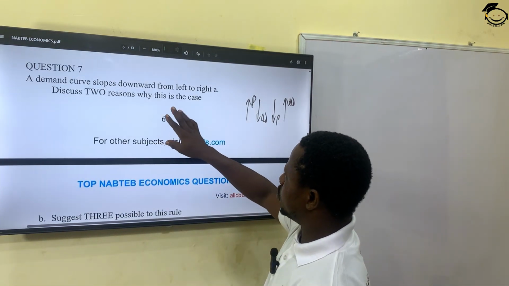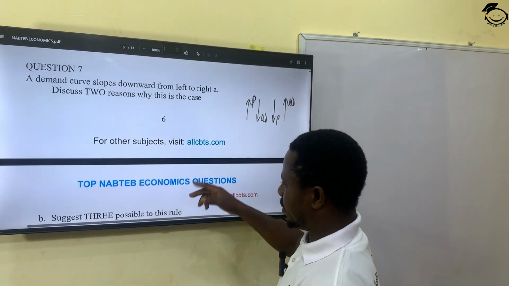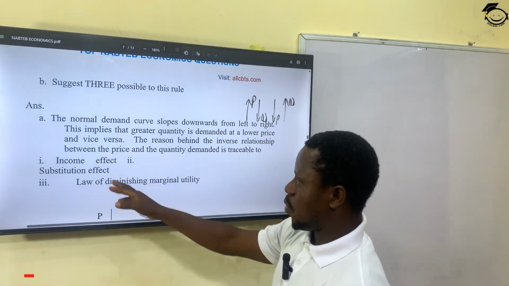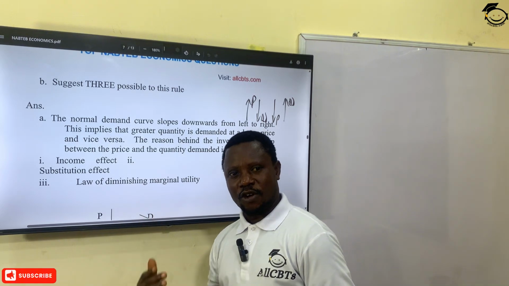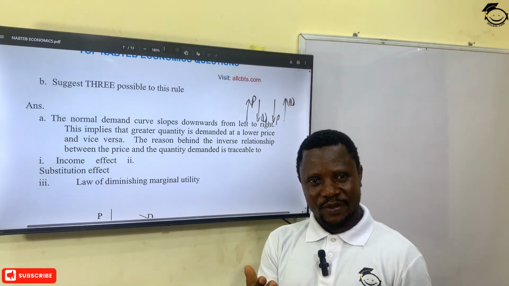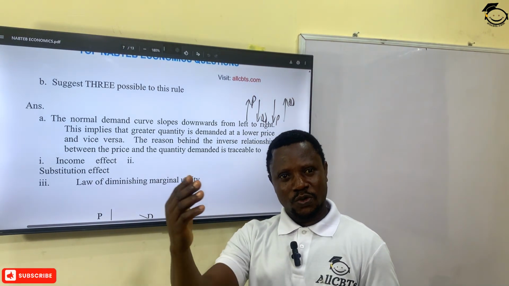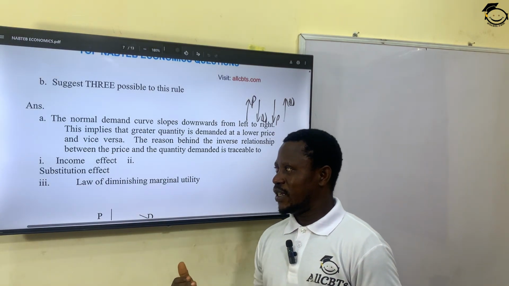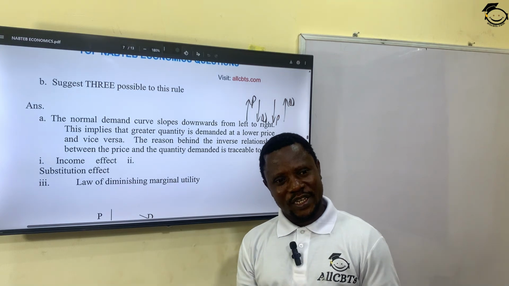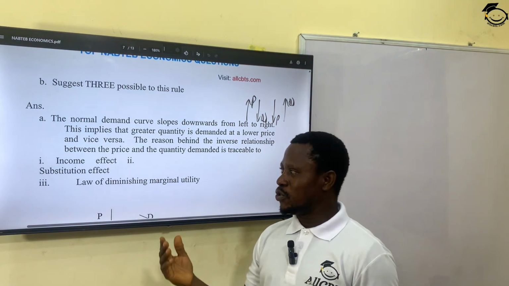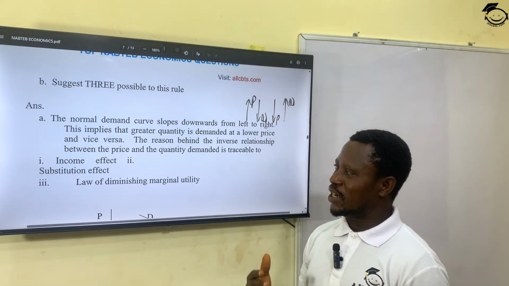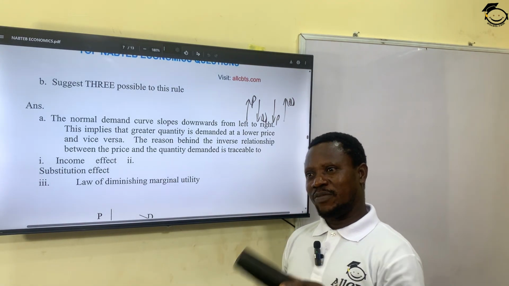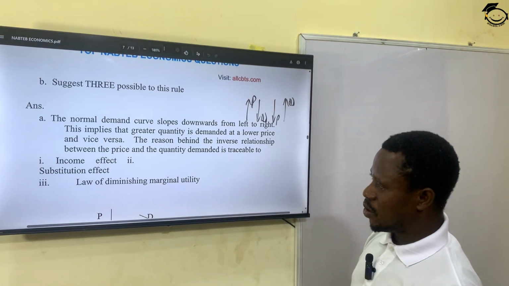Now, in that second question, it said, discuss two reasons why this is the case. Remember, this is the law of demand. One, the income effect: the more you earn, the more you tend to want to spend or buy. Then what about the substitution effect? There are always alternative goods you may want to buy. If you see a substitute for a particular preference, the demand for that preference will go down and the other one will go up.